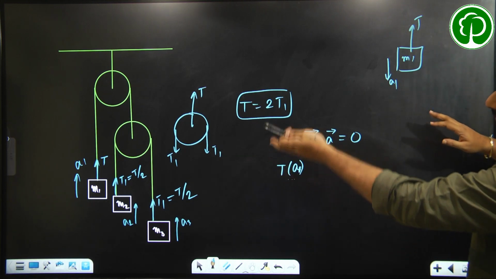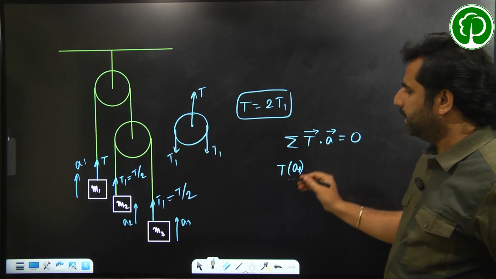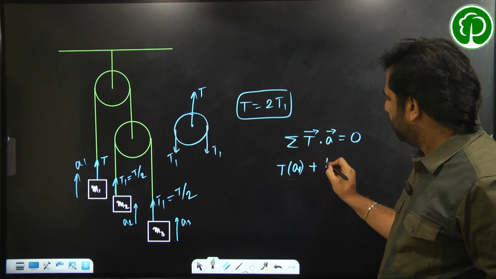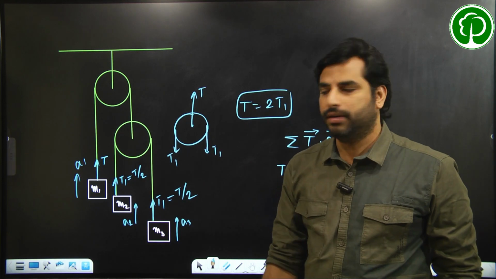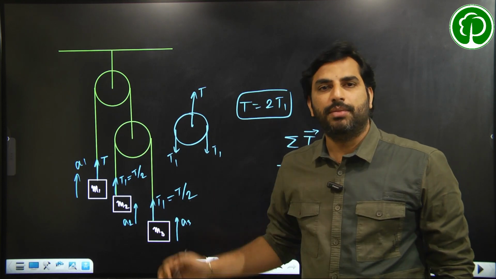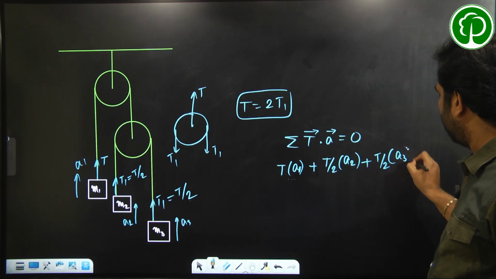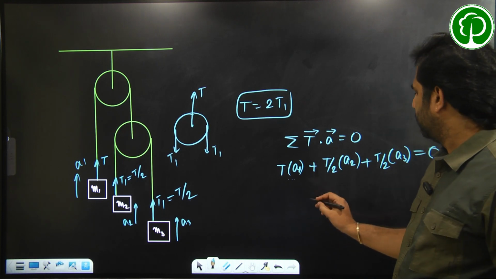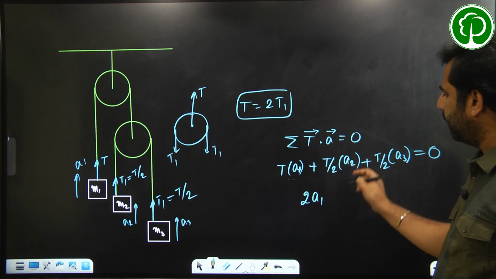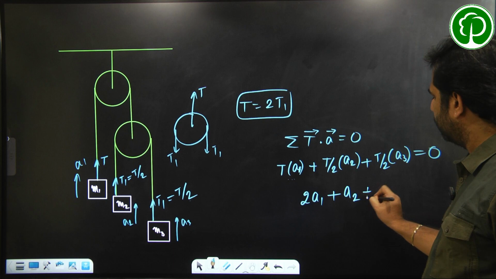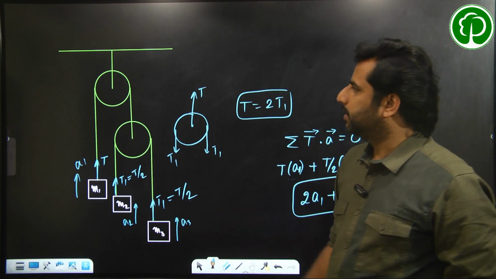But to keep it simple, I have taken all accelerations in the upward direction. Then T into A1, plus T by 2 into A2, since T by 2 and A2 are in the same direction, and T by 2 into A3, again in the same direction. So all plus, which is equal to 0. Taking T common, I have 2A1 plus A2 plus A3 is equal to 0. This is the constraint equation for this particular case.